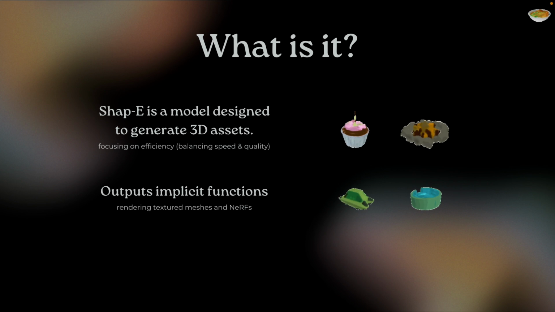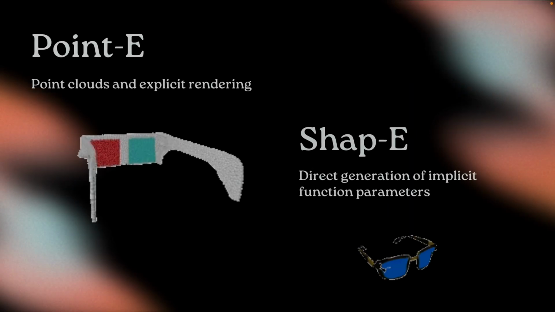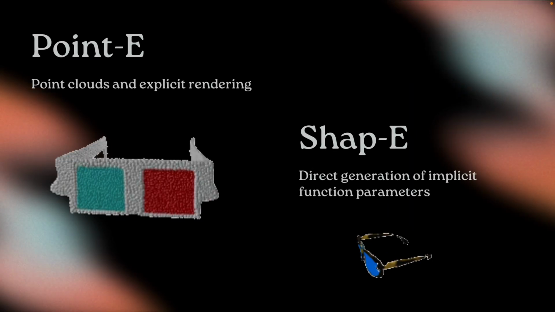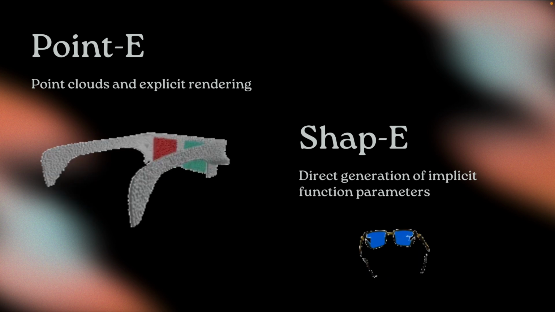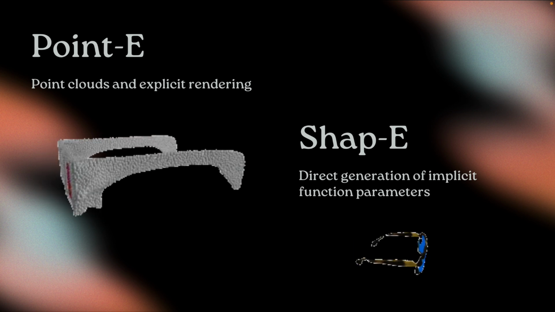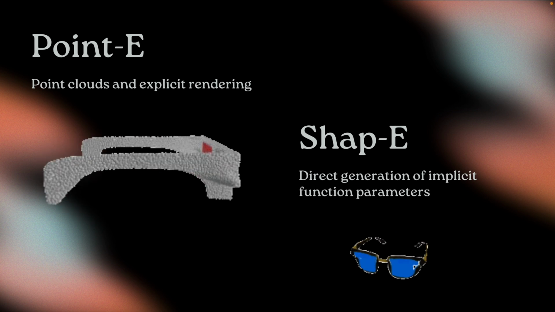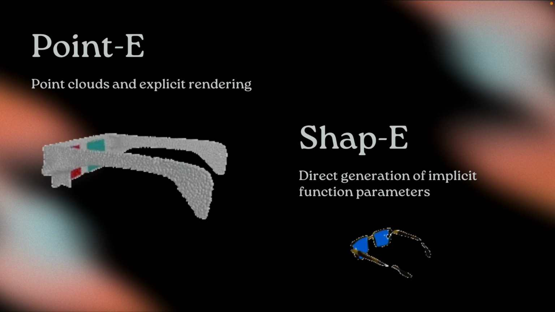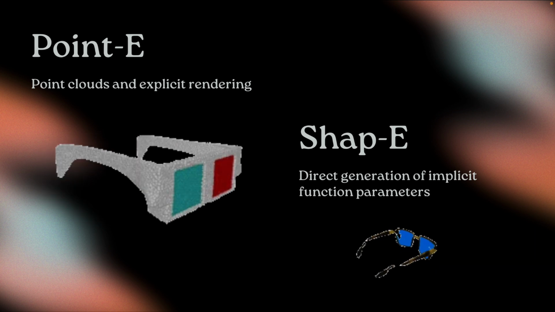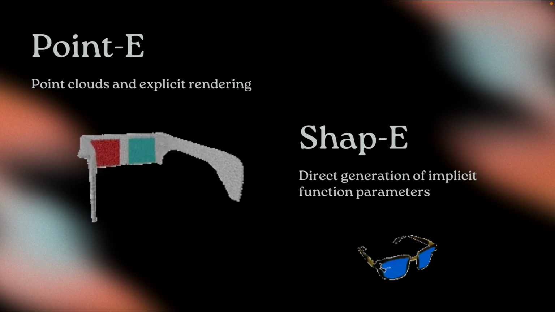In the image, we see examples of the diverse assets Shap-E can produce. Creating 3D models is far more complex than generating 2D images because it requires accurate representations from multiple angles. While models like Point-E rely on generating point clouds that need explicit rendering, Shap-E simplifies the process by generating parameters of implicit functions directly. This allows for more flexible outputs and quicker convergence times. The comparison in the image illustrates the difference in output quality between Point-E and Shap-E.